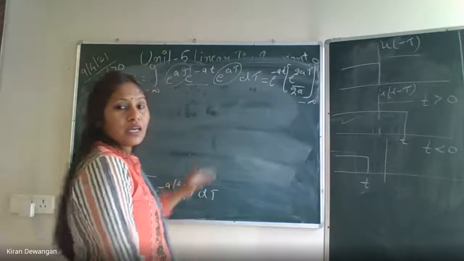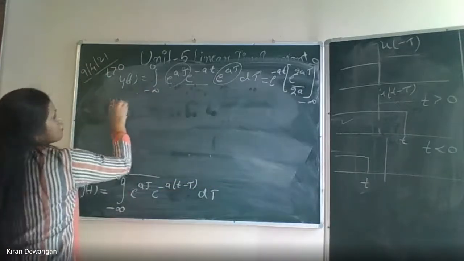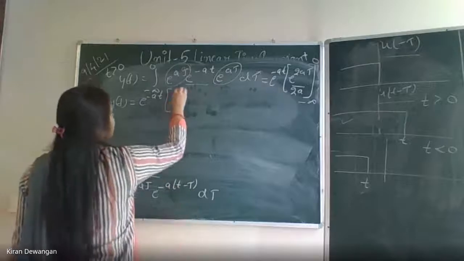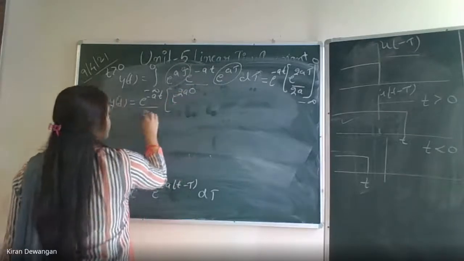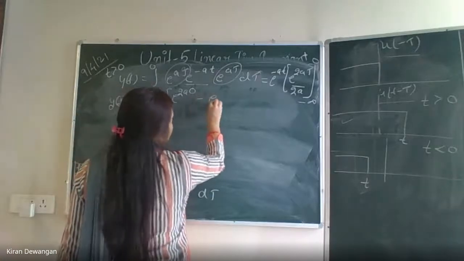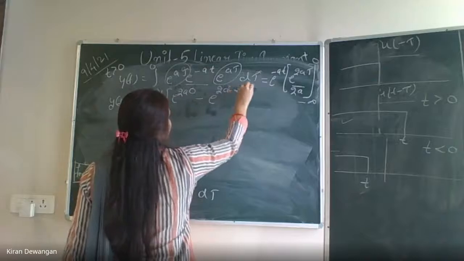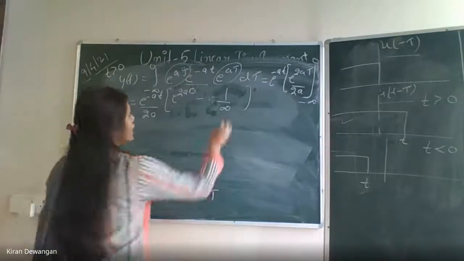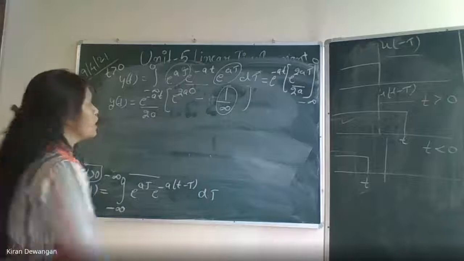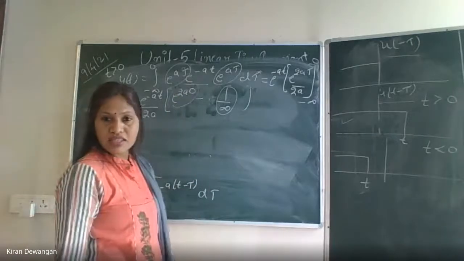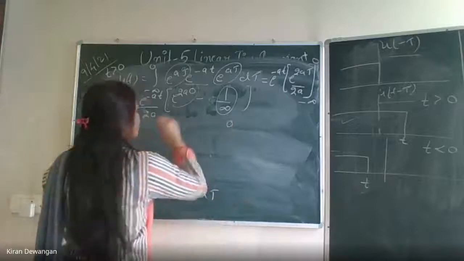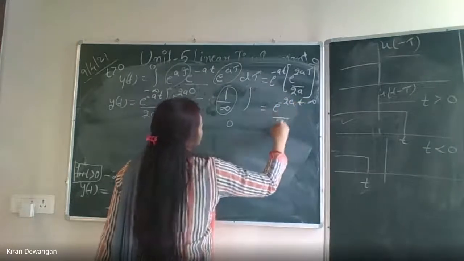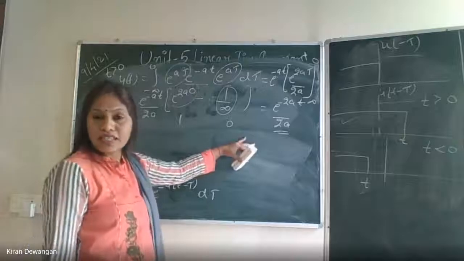If we apply the limit, yt is equal to e to the power minus at taken out, e to the power 2a times 0, with 2a taken out, minus e to the power 2a times minus infinity. Minus infinity is like 1 by infinity, and this value is 0. And e to the power 2a times 0 is e to the power 0, which is 1. So the answer is e to the power minus at by 2a. This answer will come. Is this clear to everyone?